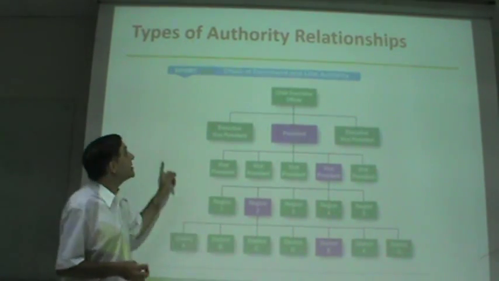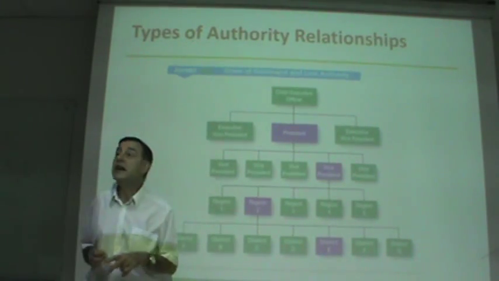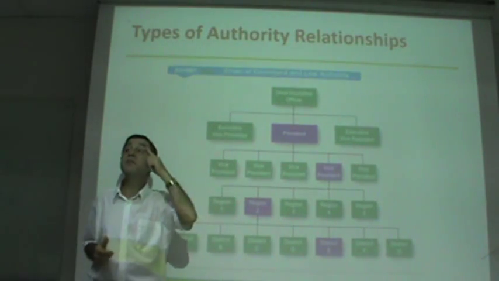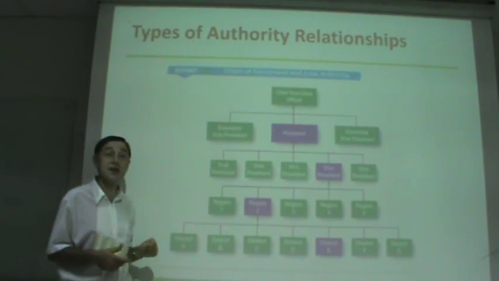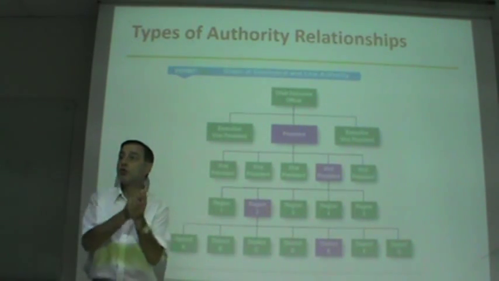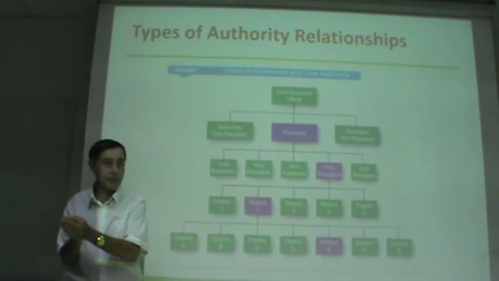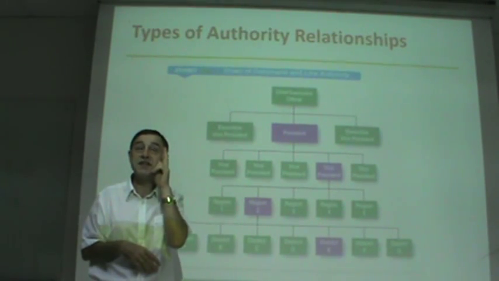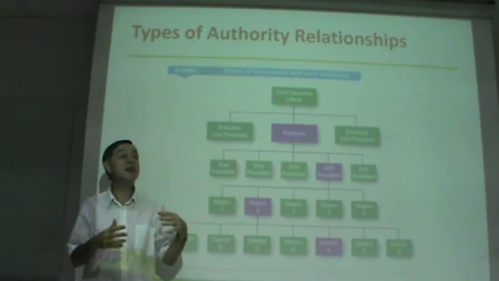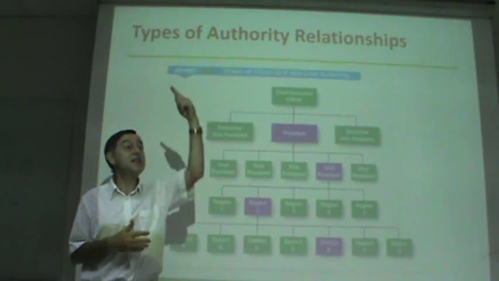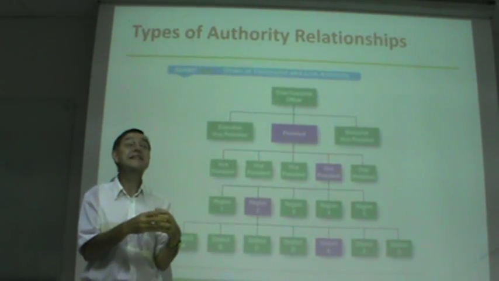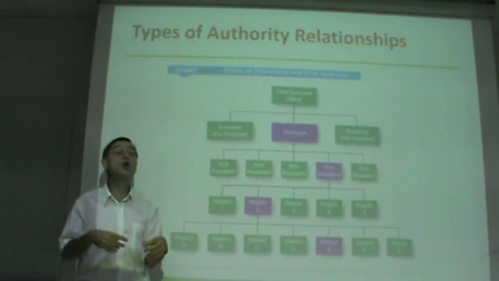So this is an example of what's called chain of command. Chain of command essentially means who reports to whom. The key word they use in business is "to report to." To report to somebody means that he is your boss, and you are his, we call it, subordinate. So, who are you reporting to?